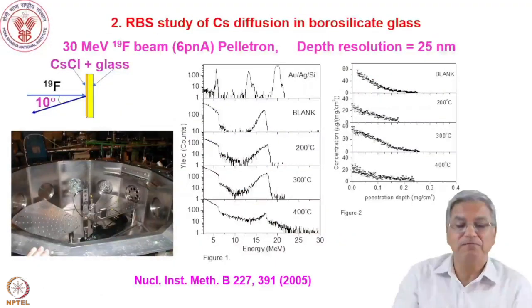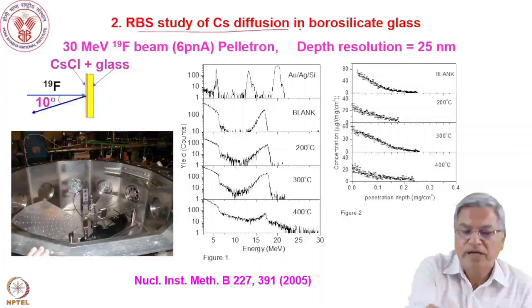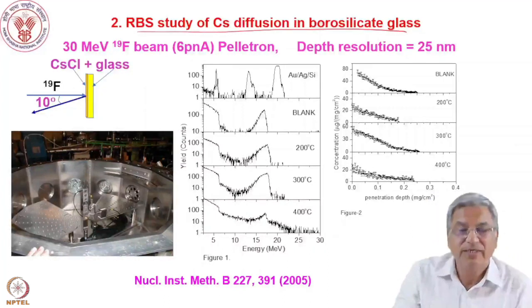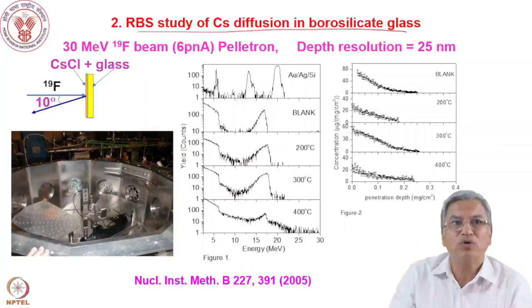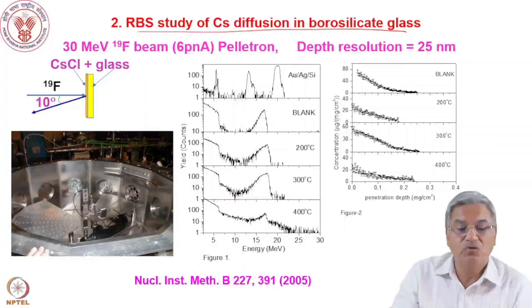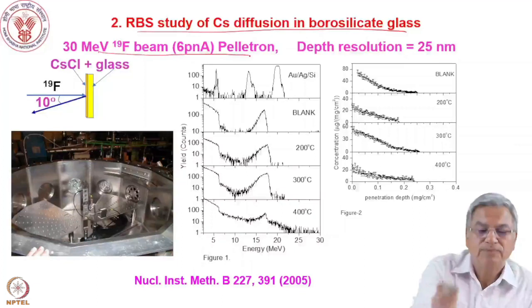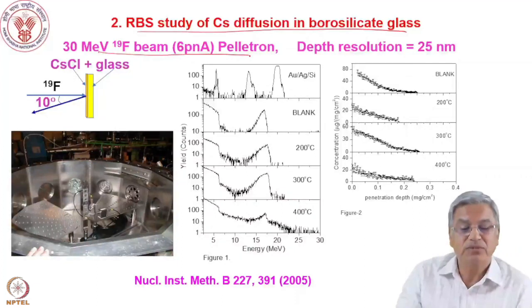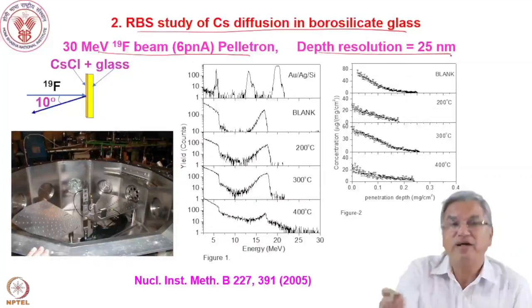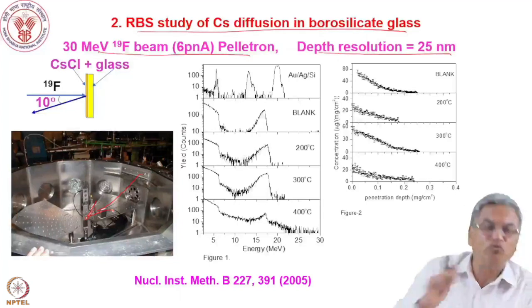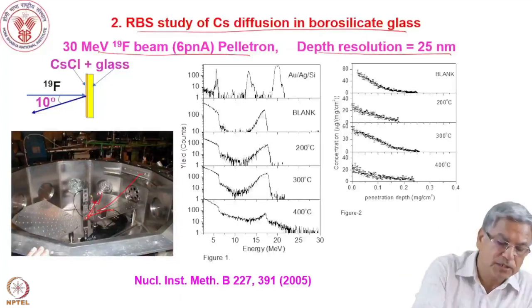Similarly, another experiment was Rutherford backscattering spectrometry of cesium diffusion in borosilicate glass. These borosilicate glasses are used for immobilization of the high level waste at our department. And so you want to have higher depth resolution. So we used a fluorine 19 beam, 6 pnA. Depth resolution was 25 nanometer. So this is the typical experiment. The beam comes from here, hits the target, and then backscattered fluorine ions are measured by two detectors.